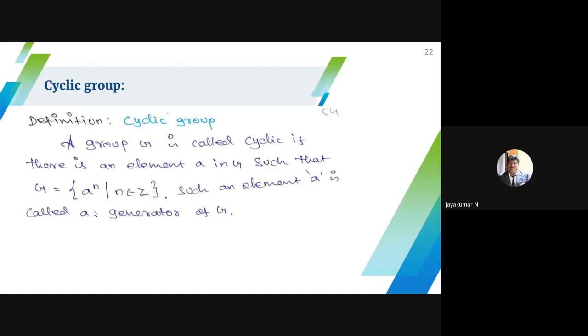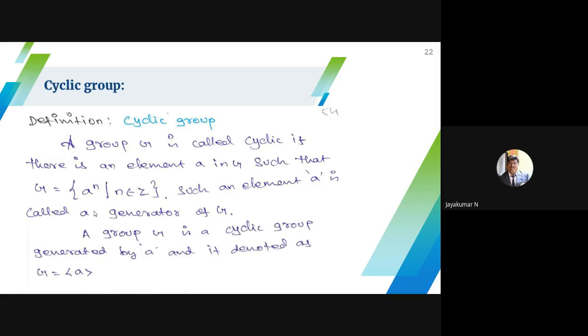So this is the case of two generators. But if one is a generator, minus one is the inverse of one, so definitely that is also a generator. One of the beautiful examples is the set of all integers. Here there are two generators, say 1 and minus 1.